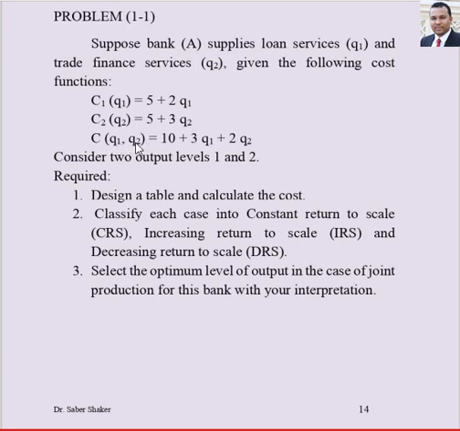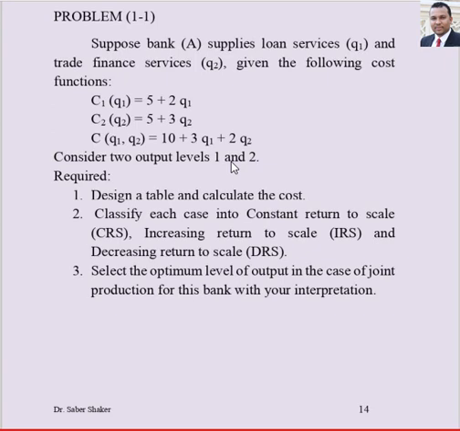C(Q1, Q2), when we produce the joint production of Q1 and Q2, equals 10 as fixed costs, plus 3Q1 variable costs, plus 2Q2 variable costs. Consider two output levels, 1 or 2. So what are your choices? You can produce 1Q1 and 1Q2, 1Q1 and 2Q2, 2Q1 and 1Q2, or 2Q1 and 2Q2. So we have four choices.